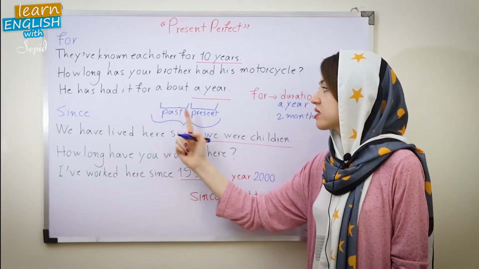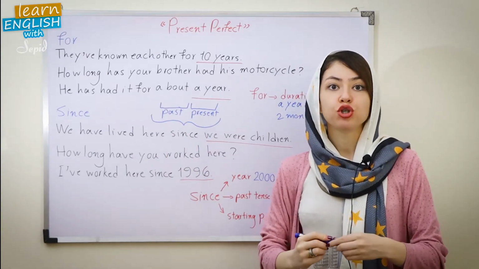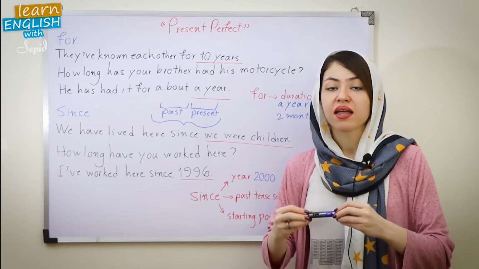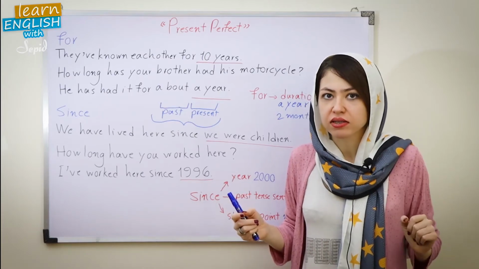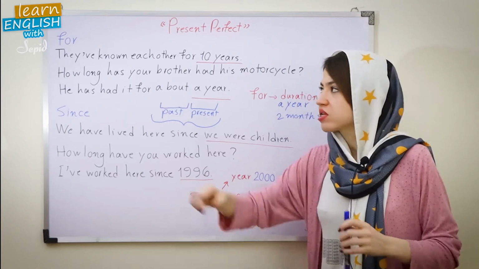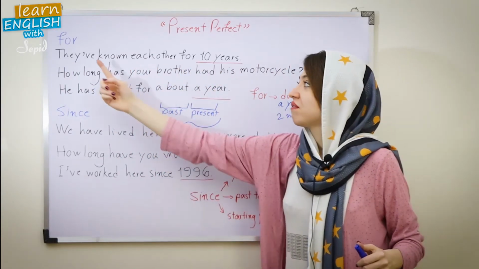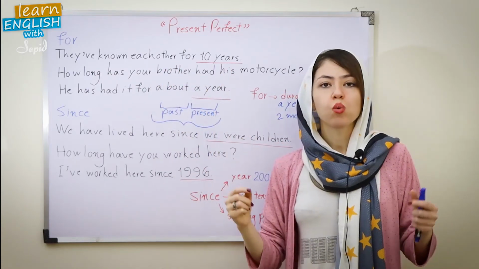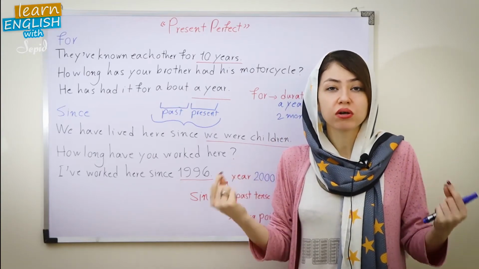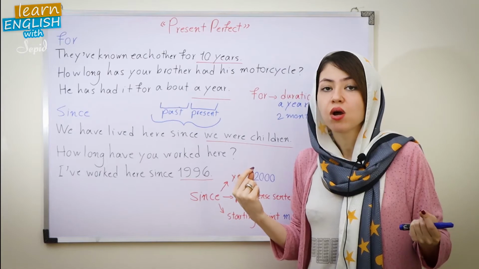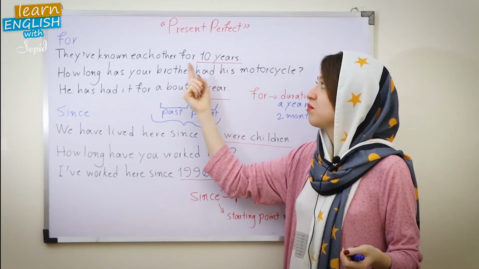So, if we say past and present are together, it means present perfect, and we should use unspecified time, that we don't know exactly when the action happened, okay? So, take a look at the examples here. They have known each other for 10 years. They've known each other for 10 years. We understand that there were 10 years that they have known each other, but we don't know when it started or when it is gonna finish. So we should use present perfect.